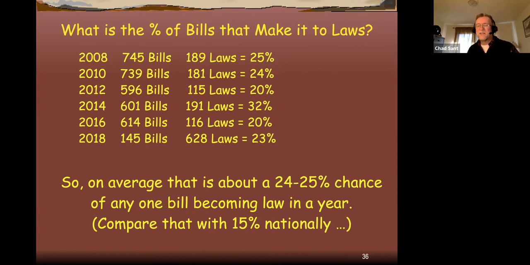And nationally, that's usually 15%. It has been higher. It has been lower. It's been as low as 12%. But again, it depends on the time window that you're looking at. But it gives you at least a general idea statistically of how few will become actual laws. All right.